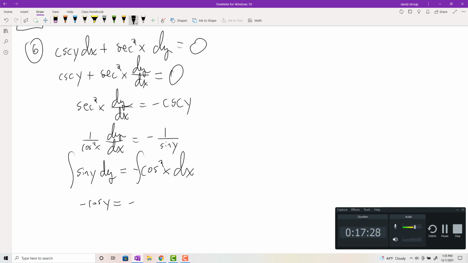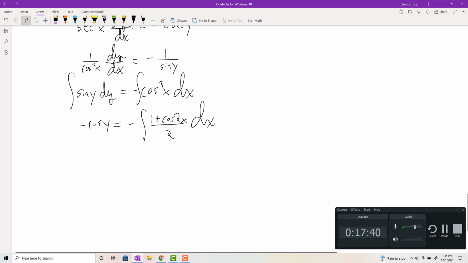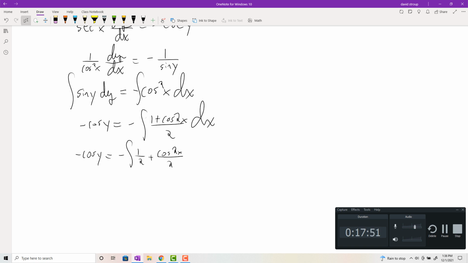Over on the right, I'll have negative, and I'm going to have to do 1 plus cosine 2x over 2, a power reduction formula. Okay, so I got negative cosine of y equals, splitting this up into two integrals. We'll have negative cosine y equals negative 1/2 x minus, this will be sine of 2x, and if you have a u sub, it would be a factor of 1/2, so it would be sine 2x over 4, and then plus your integration constant.